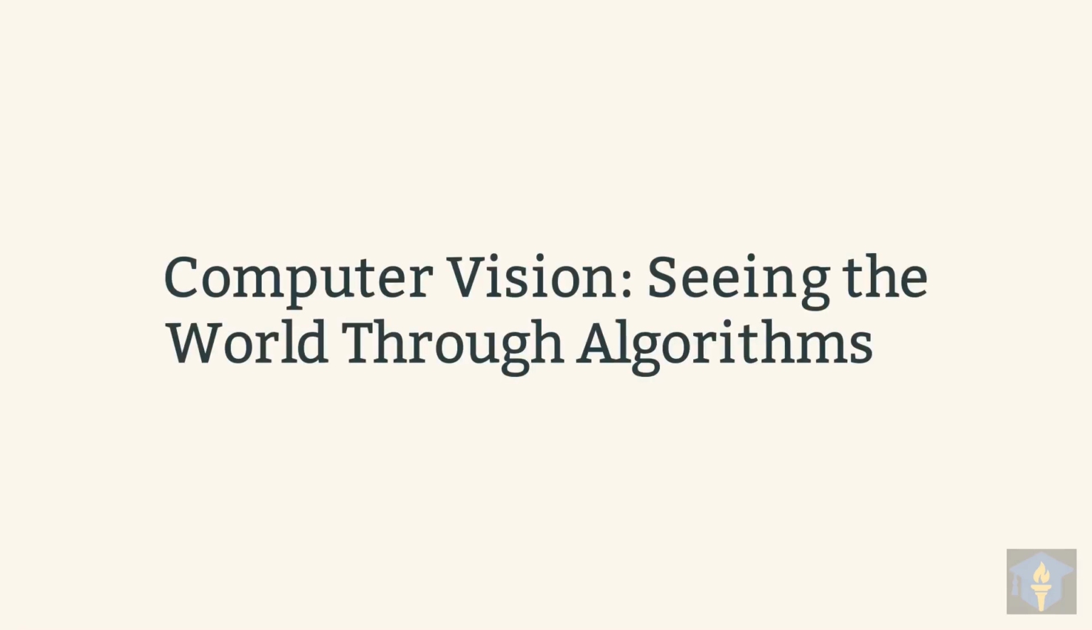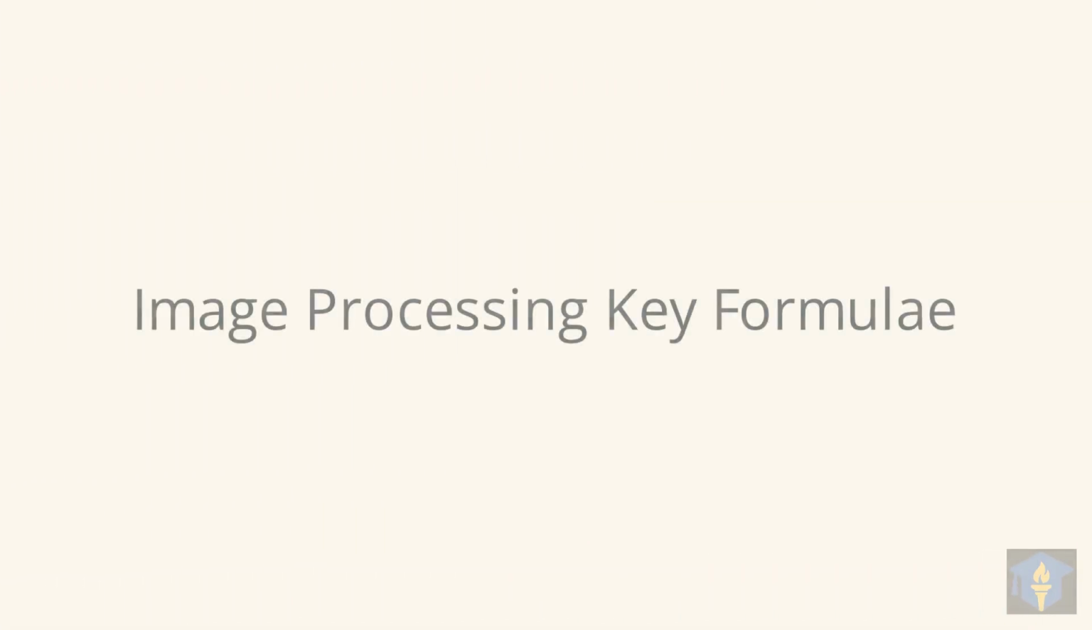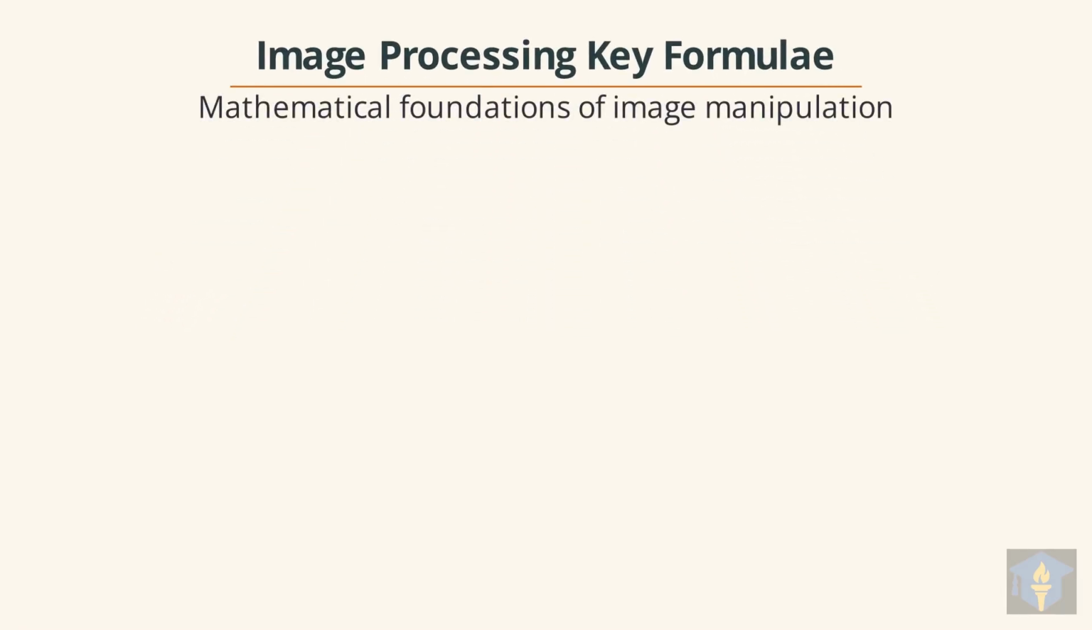Welcome to Computer Vision, where we explore how machines learn to see the world through powerful algorithms. We'll journey from raw pixels to complex perception, understanding how machines interpret and make sense of images. Now, let's dive into the core mathematical formulae that underpin various image processing techniques. These are the fundamental mathematical tools that allow us to manipulate and enhance digital images effectively.